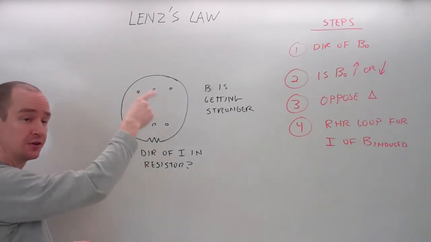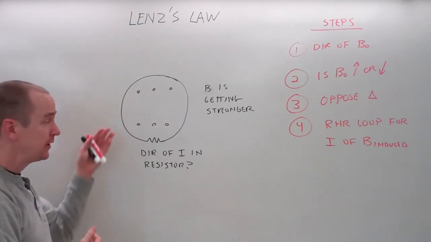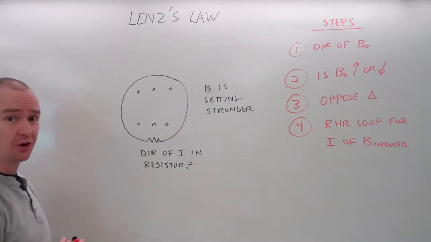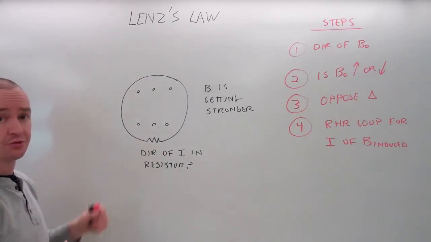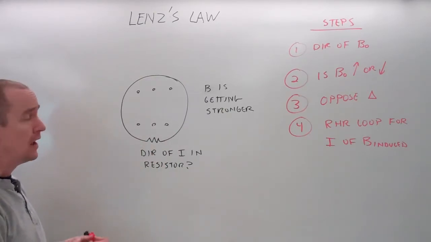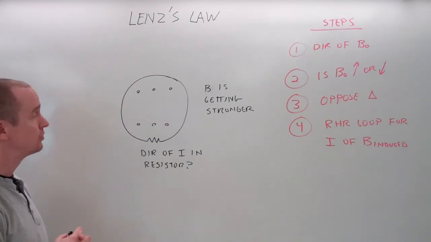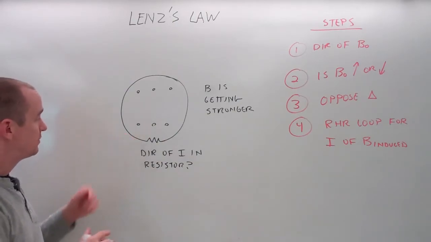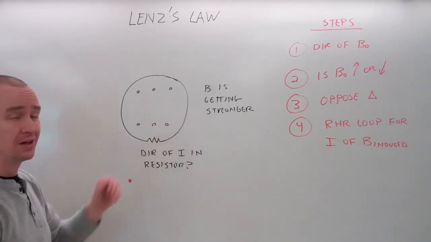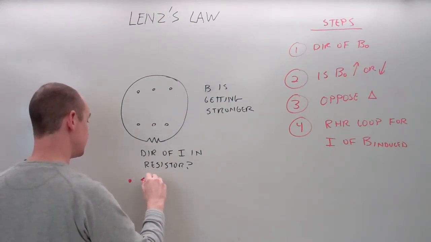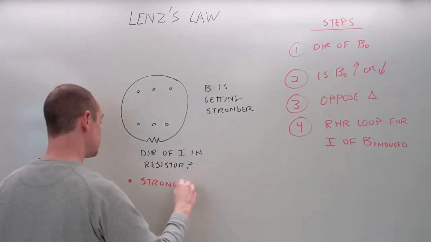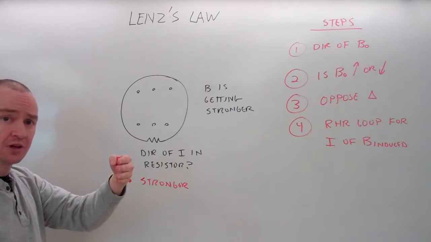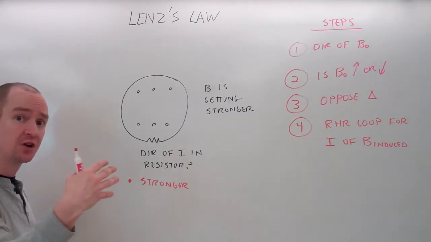So imagine I have a conducting loop with magnetic field coming out of the board. The magnetic field over time is getting stronger. What's the direction of the current in this resistor? Okay, there's clearly a change of flux, so current will be induced. What's the original direction of B? B is out of the board, and as stated, getting stronger. Now, how do I oppose this change? Well, I have more and more field lines going out. To oppose that change, I need more and more field lines going in.